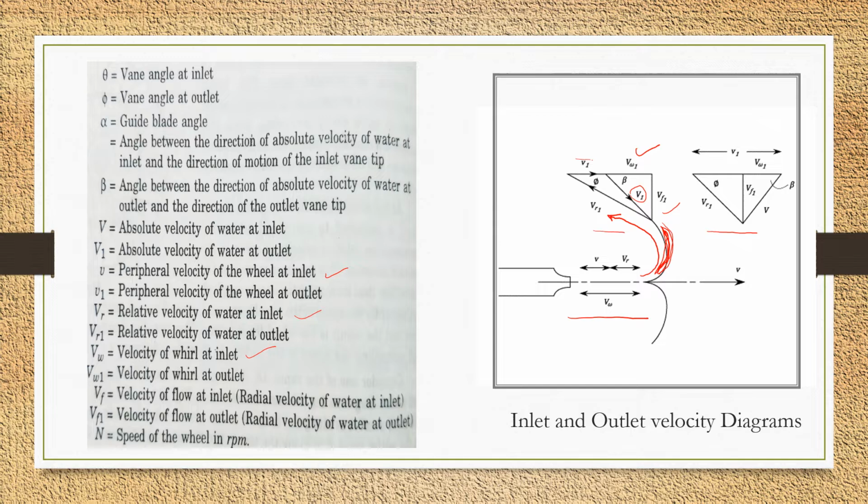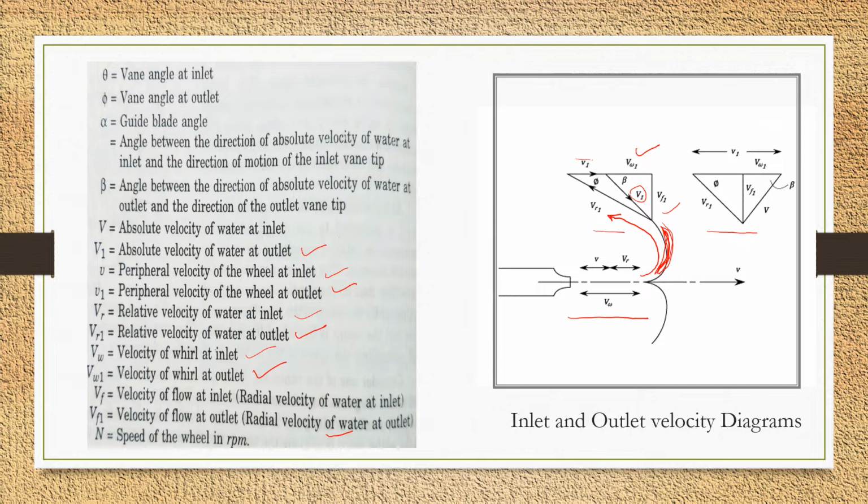Now see what these are. VR1 is the relative velocity of the water at the outlet. U1 is the peripheral velocity of the wheel at the outlet. Capital V1 is the absolute velocity of the water at the outlet, VW1 is the velocity of whirl at the outlet, and VF1 is the velocity of flow at the outlet.